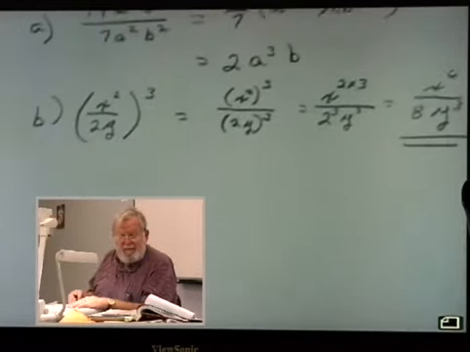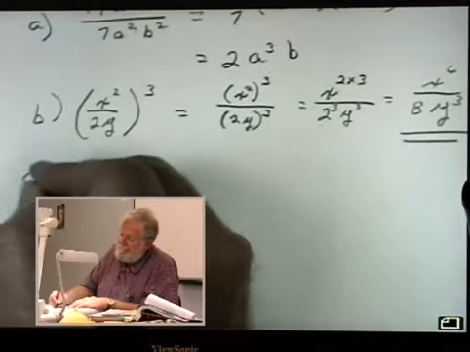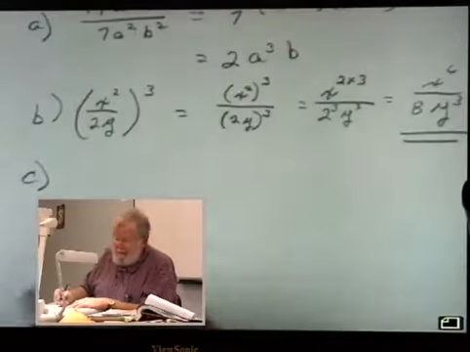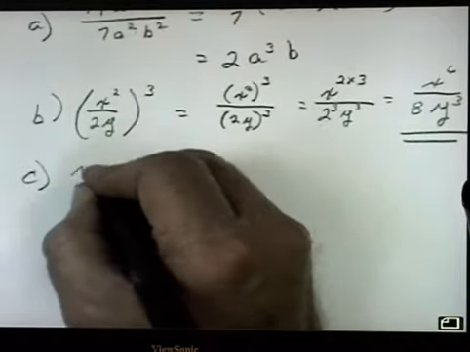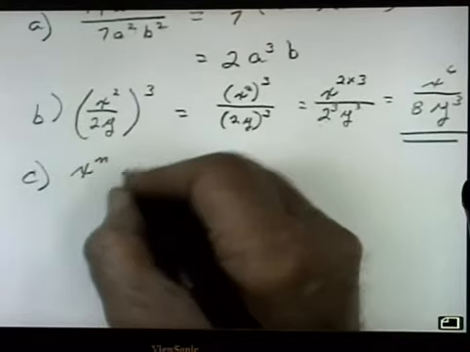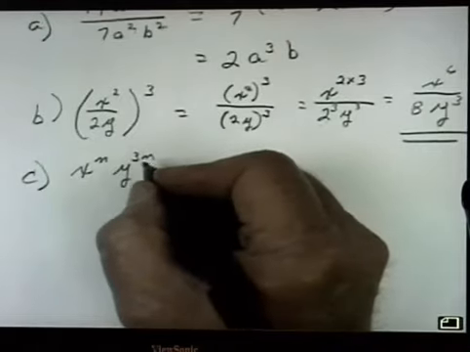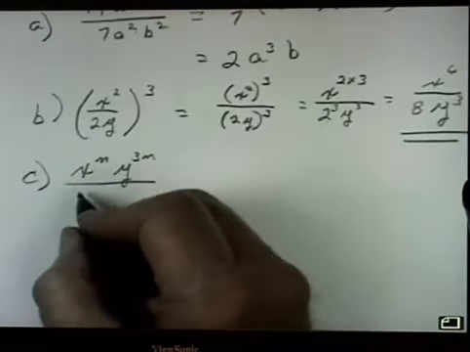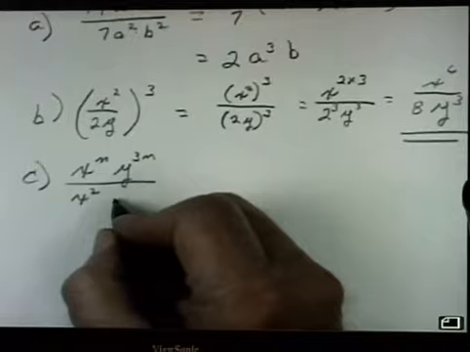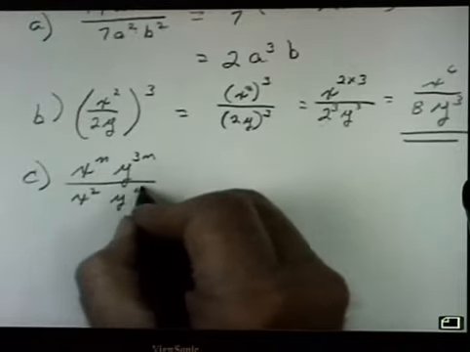And number c is x to the n, y to the 3n, over x squared y to the 4th.